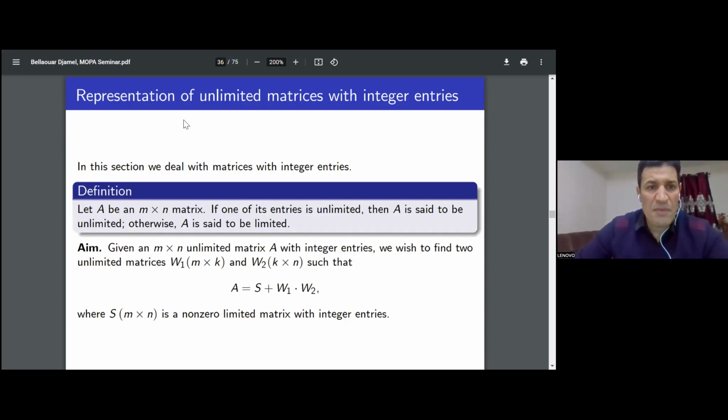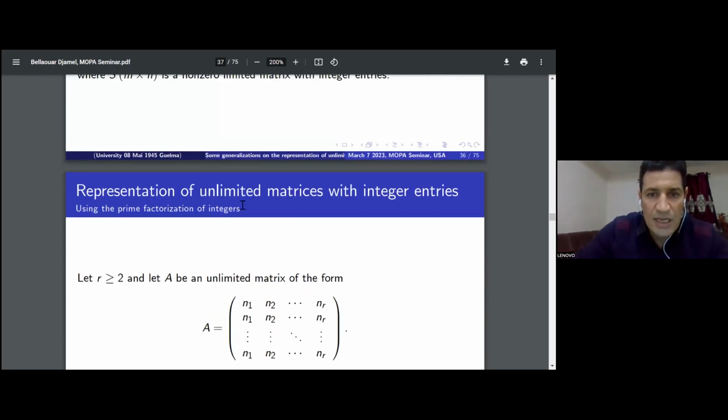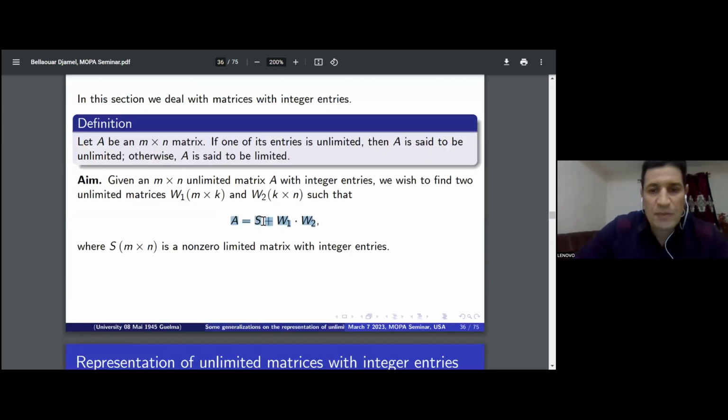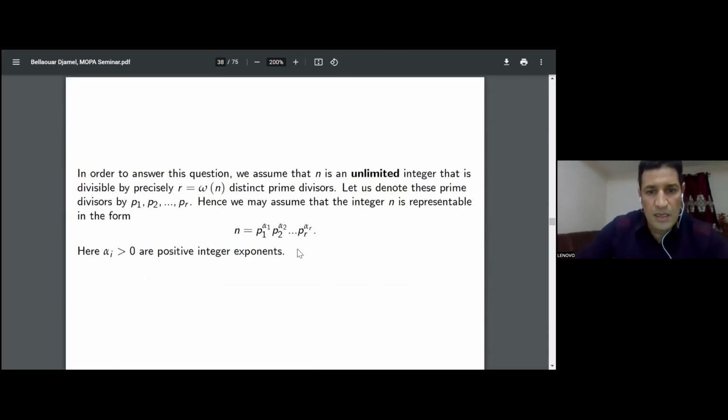Now we talk about the representation of unlimited matrices with integer entries. So we need to define an unlimited matrix, and we ask the general question whether any unlimited matrix with integer entries can be written in this form, where S is limited and omega 1, omega 2 are two unlimited matrices. We try to construct a matrix of this form, and we show that this matrix can be written as the above formula, that is, as S plus omega 1, omega 2. Let n be an unlimited integer given by its canonical factorization.